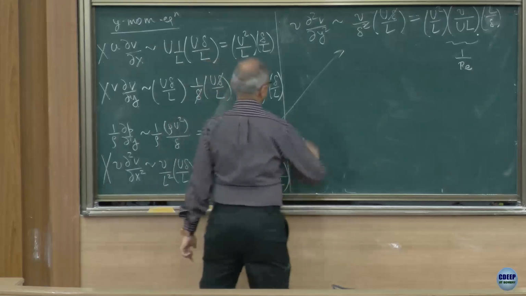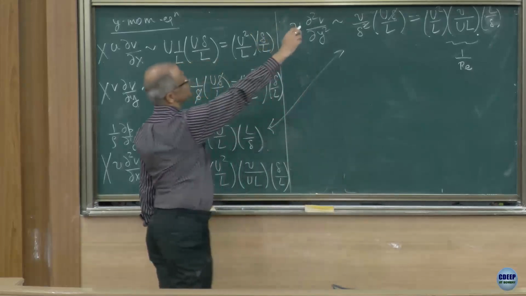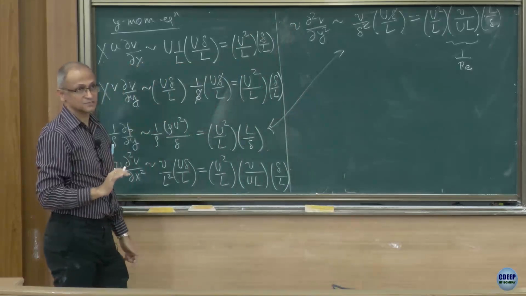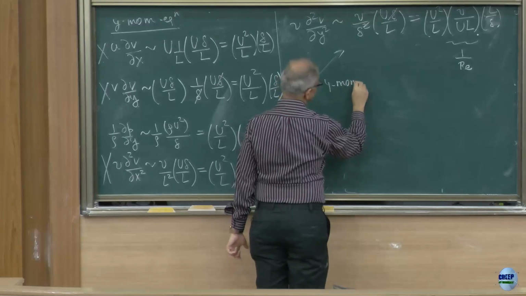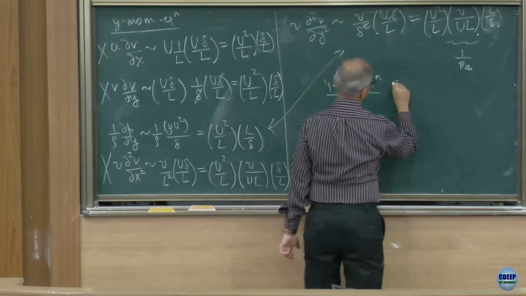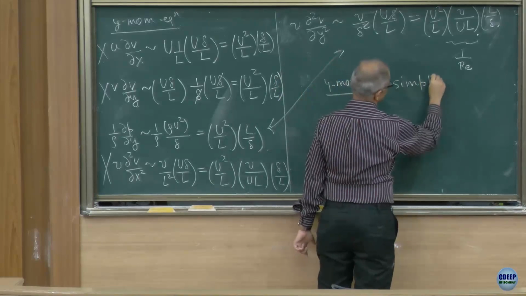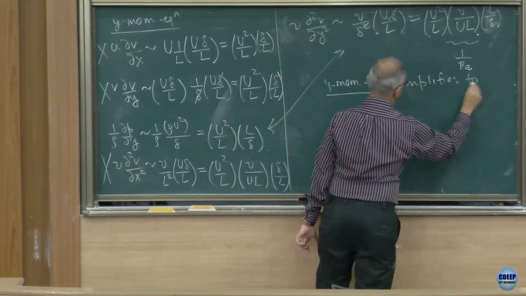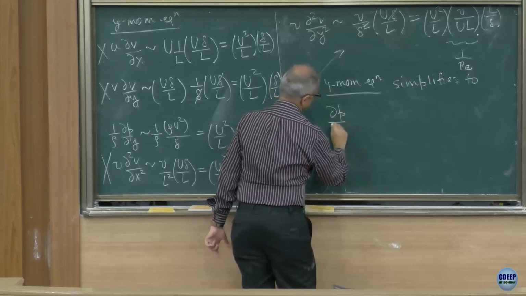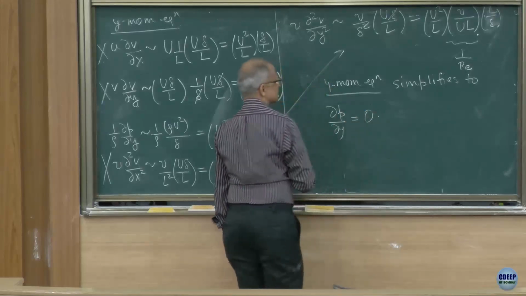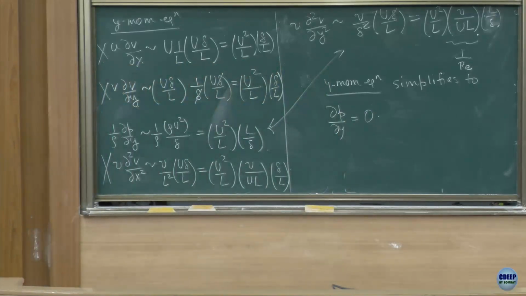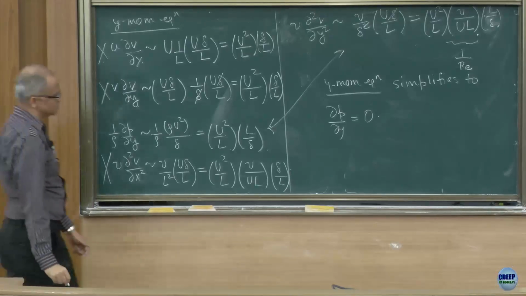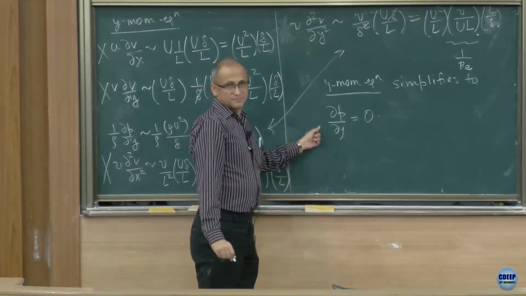So that means that everything in this Y momentum equation can be dropped other than the pressure term. My Y momentum equation simply simplifies to dou P dou Y is equal to 0. You can see that this simplification has given me a lot of information, which is that pressure is not going to be varying along the Y direction. Fine?